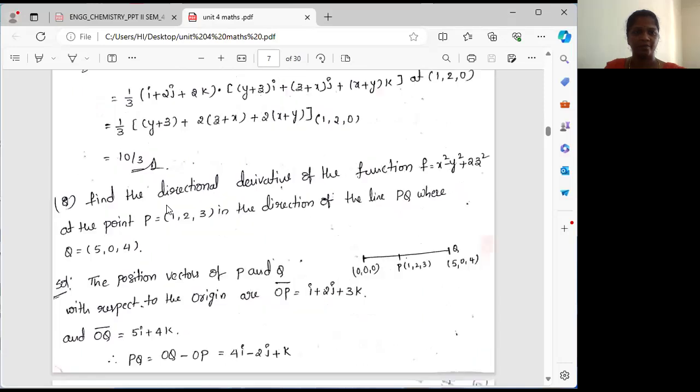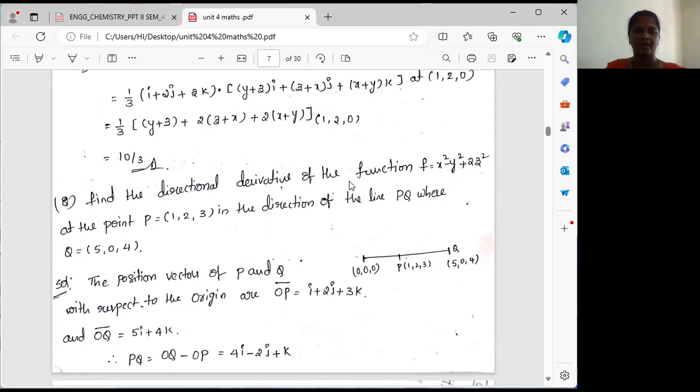Now find the directional derivative of the function f equal to x squared minus y squared plus 2z squared at the point P (1, 2, 3) in the direction of the line PQ, where Q is (5, 0, 4). Here the given function is a scalar, and we have to find its directional derivative.